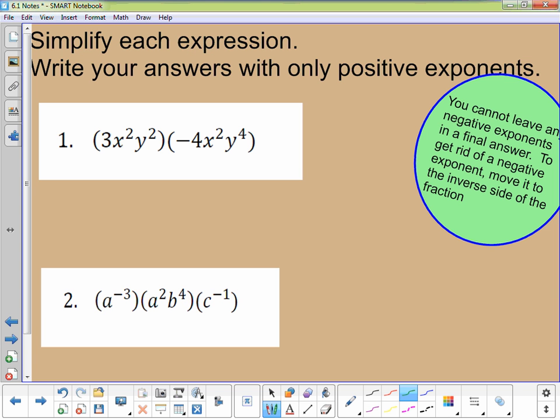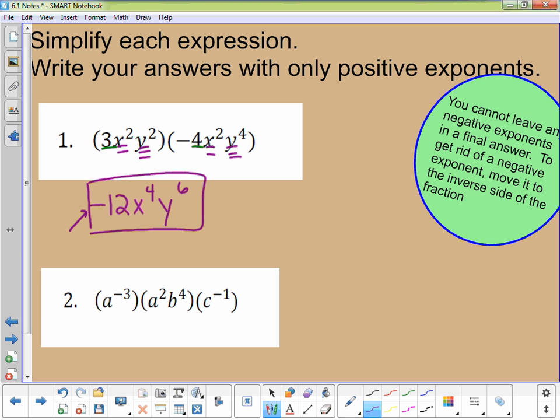So if I look at my like terms, I'm going to multiply the 3 times the negative 4. 3 times negative 4 gives me negative 12. I also want to put the x squared times x squared together. Now when I multiply those, I add the powers, which is x to the fourth, and put your y's together, y to the sixth. Now I have no negative exponents. I have a negative coefficient, but that's okay. It's not a negative power, so I can leave that there. Then I have each variable only one time, and I have no parentheses left over, so that's as simplified as it gets.